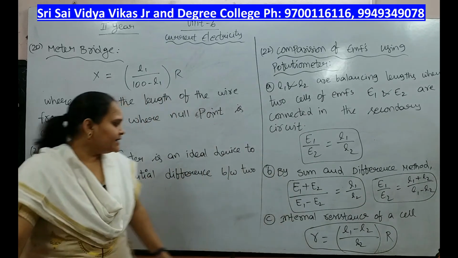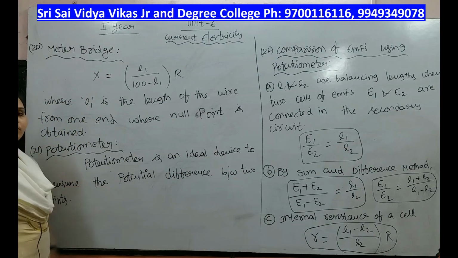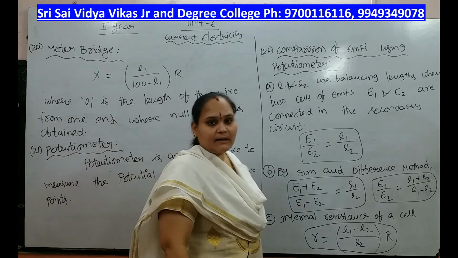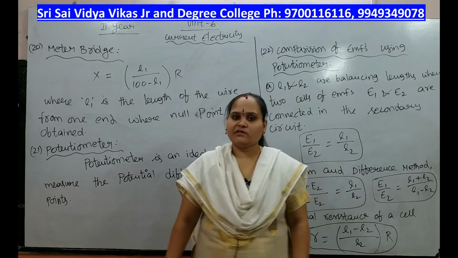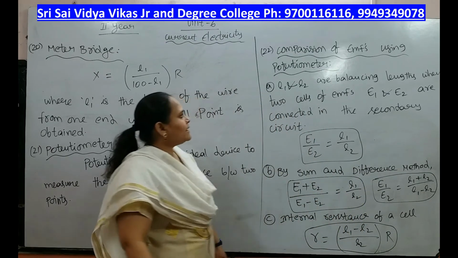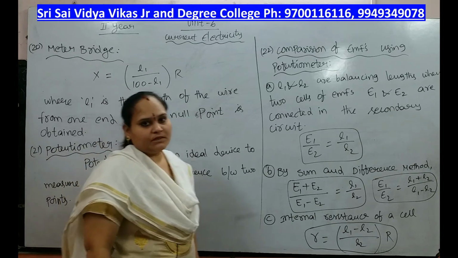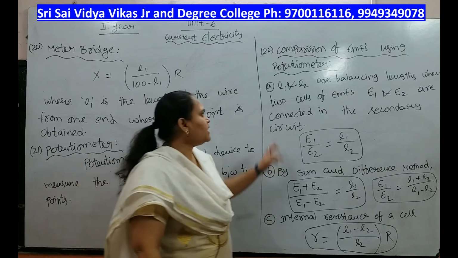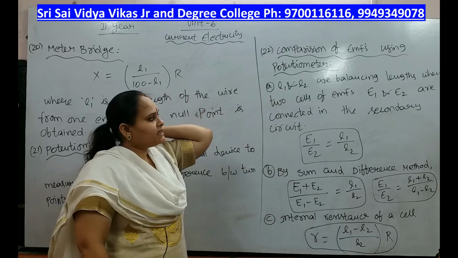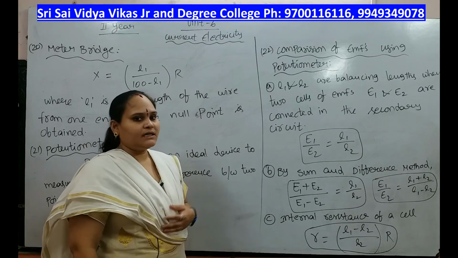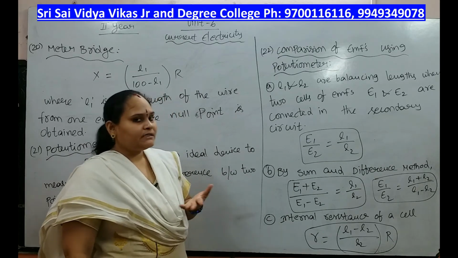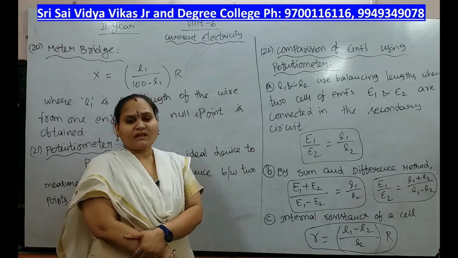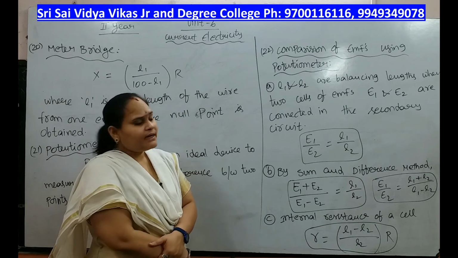Potentiometer is an ideal device to measure the potential difference between 2 points. Now, comparison of EMFs using potentiometer. Here L1 and L2 are balancing lengths. When two cells of EMFs E1 and E2 are connected in the secondary circuit, then E1 by E2 equals L1 by L2.